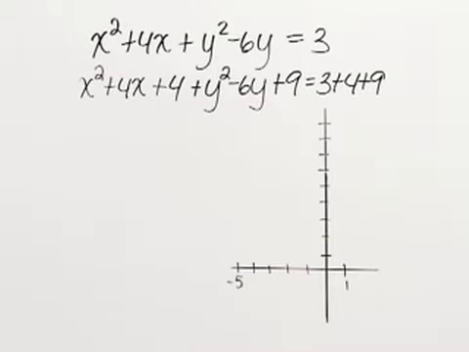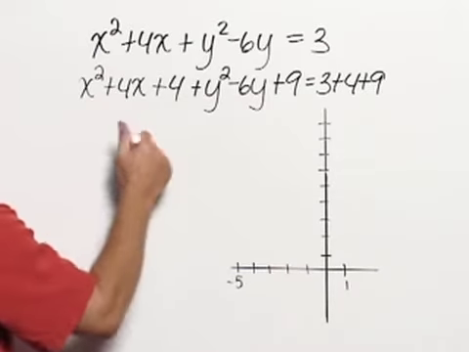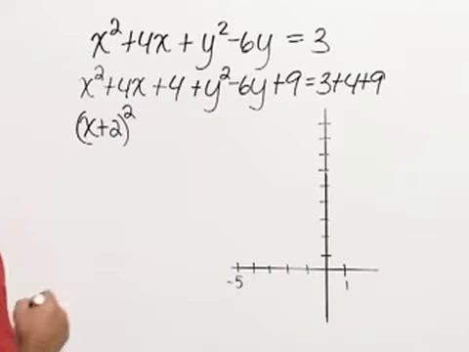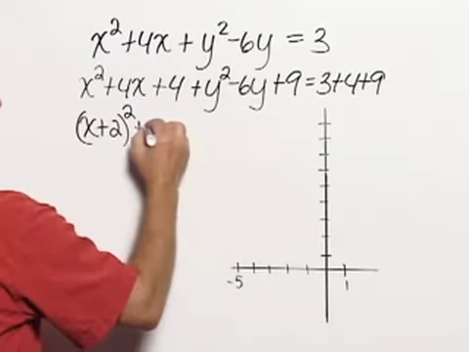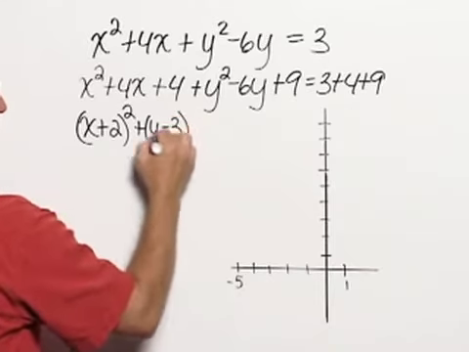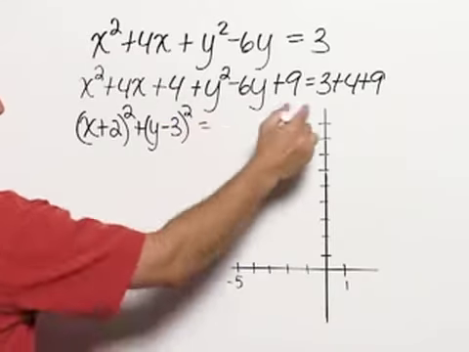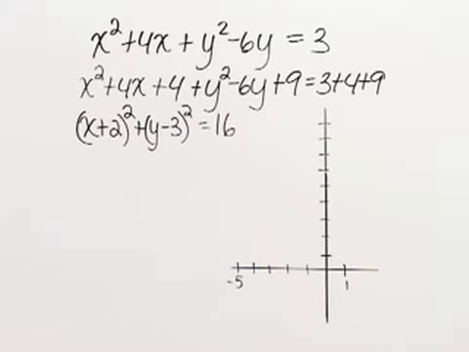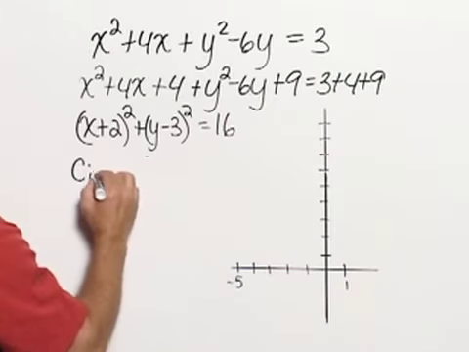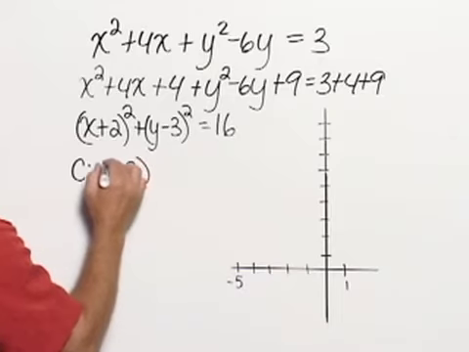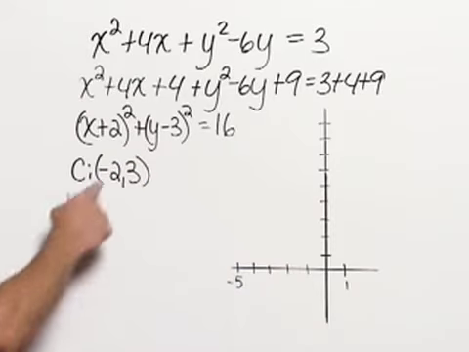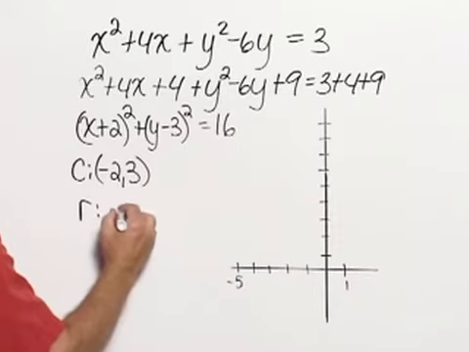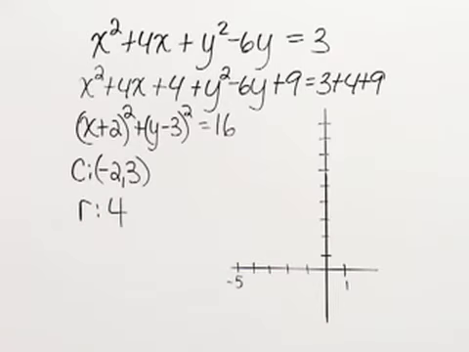On the left side then, we have x plus 2 quantity squared. Then y minus 3 quantity squared, and that's going to be equal to 16. So what that tells me is that my center is negative 2, comma 3. That's reading it off from here and here. My radius is the square root of 16, which is 4.